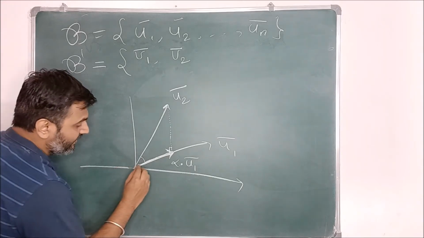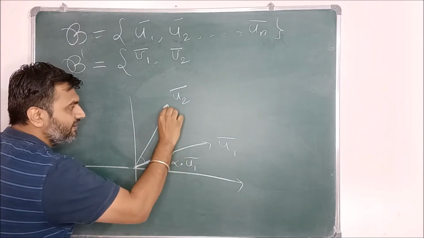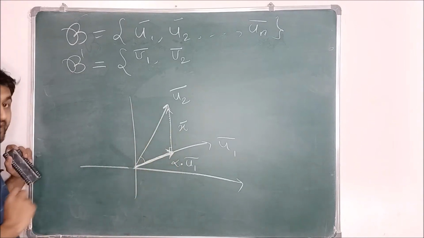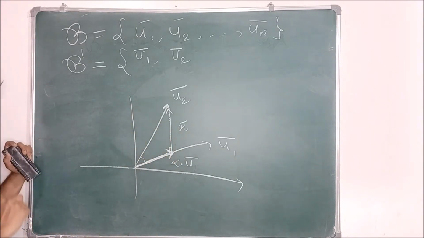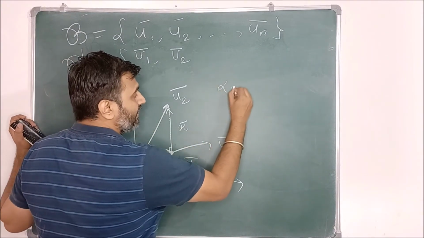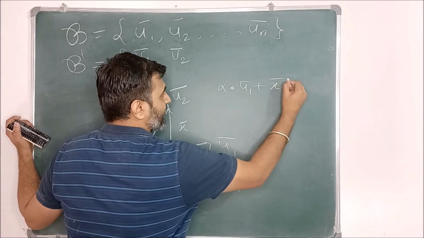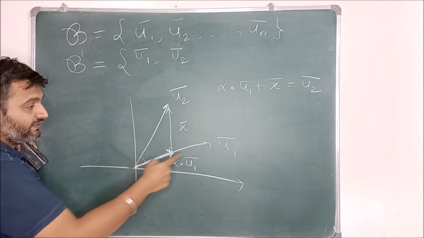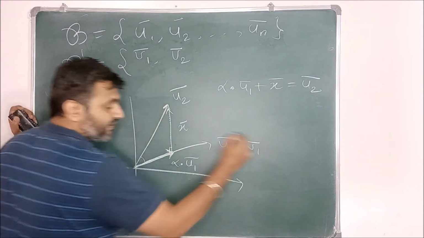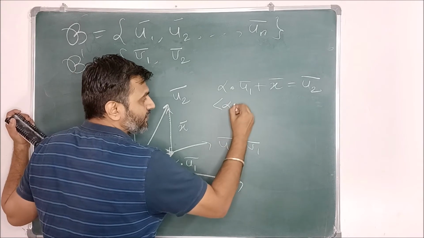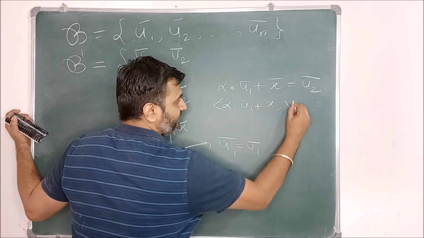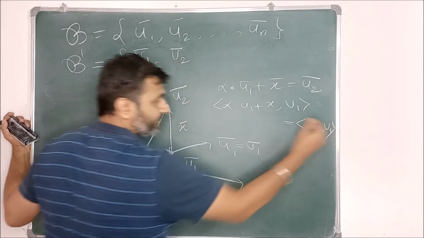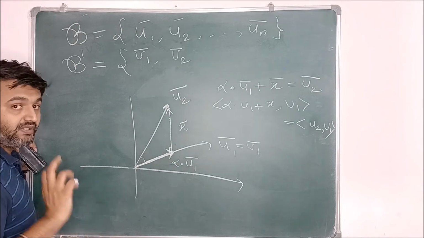Now here you can see, if I go from here and then I go here, let me call this x bar. This is 90 degrees. The question is, what is x bar? Actually this will act as my V2. So now what do we have? We have alpha dot u1 plus x bar is u2 bar. Now let me take inner product with v1. This u1 is nothing but my v1. So alpha dot u1 plus x with v1 is equal to the inner product of u2 with v1. On both sides I have taken inner product with v1.